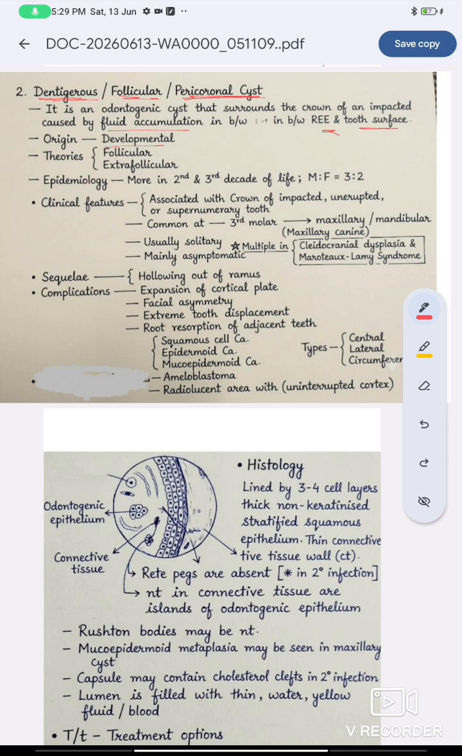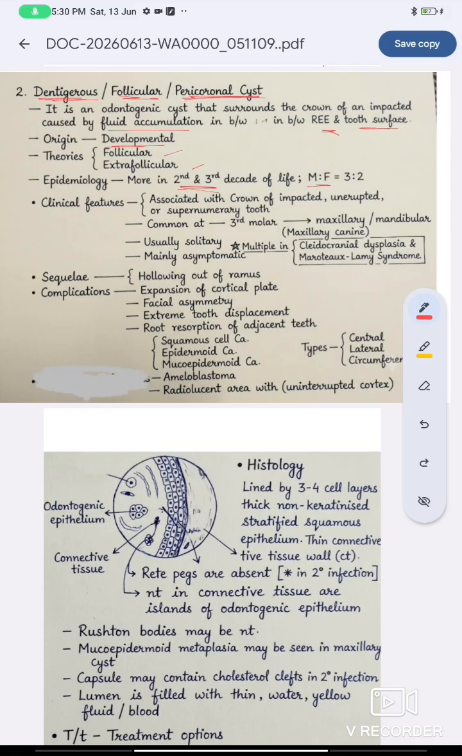Origin: it is developmental in origin. Fluid accumulation can be follicular or parafollicular. Epidemiology: it is more common in the 2nd to 3rd decade of life, because at this time the third molar is usually at an erupting stage. So at this time the chances of dentigerous cyst are fairly high.